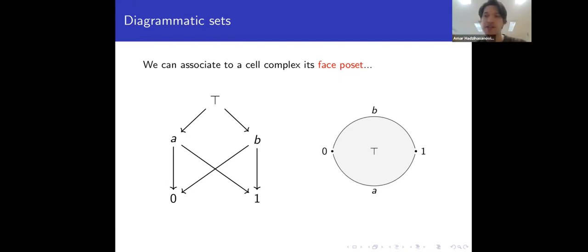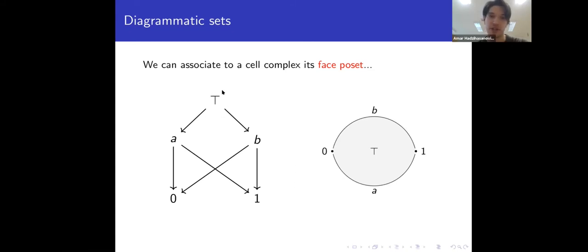So the main idea is this. A typical operation in combinatorial topology is to take a cell complex and then take its face poset. So we forget everything about a cell complex except the fact that certain cells appear in the boundary of other cells. For example, the picture on the right depicts a cell complex structure on the disk, on the topological two-ball, and the picture on the left depicts the Hasse diagram of its face poset.